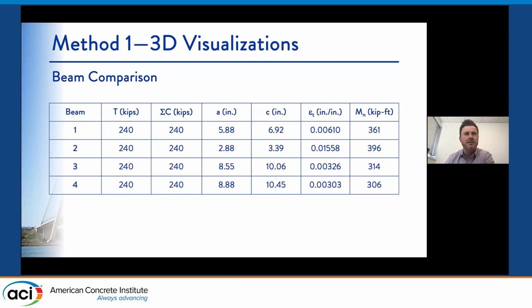So the neat thing about this is the T didn't change, the summation of the compressive forces didn't change, but everything else did, right? Because we changed the cross-sectional shape. Your A values are going to change, your C values are going to change, your strain in your steel is going to change, your nominal moment strength is going to change. So we can even use this to talk about efficiency and to show that the T shape is actually a very efficient cross-section, because we can make it more ductile, and we can also increase our nominal strength. And so that's the visual approach.